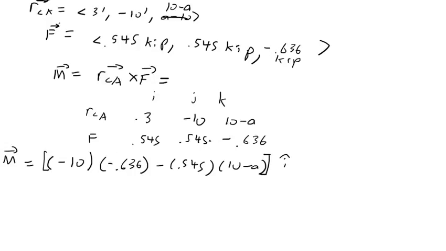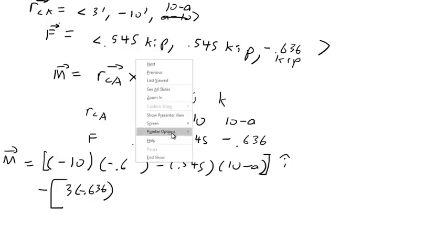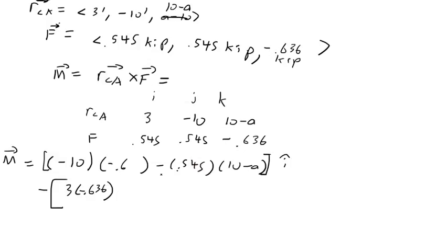Then, let's see, what's next? Then for the j, I'm going to have minus 3 times negative 0.636 minus 0.545 times 10 minus A. Sorry, 3, yes. Stray marks will do that. All of this times j power.